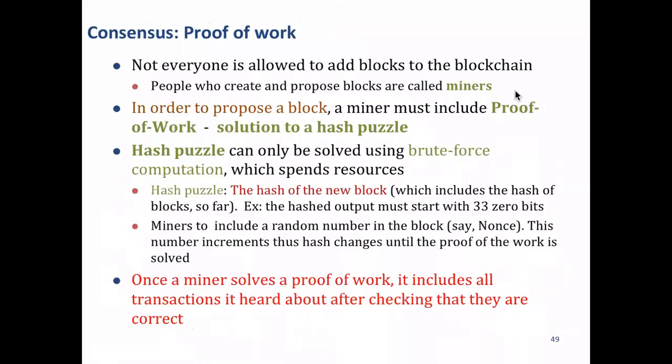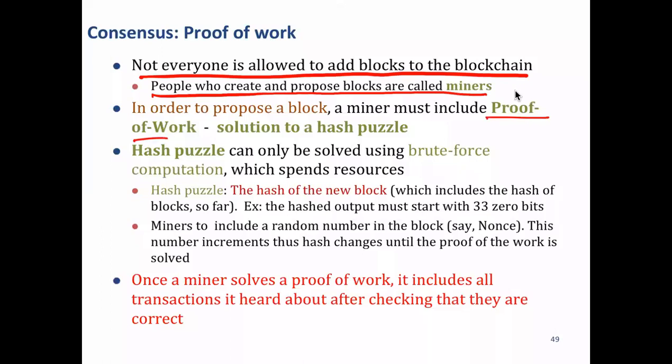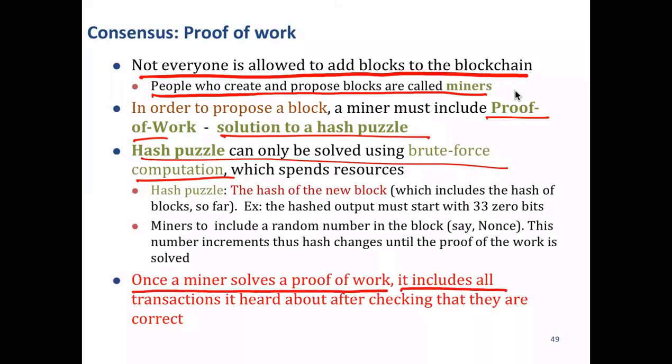So now note, not everyone is allowed to add a block to the blockchain. People who create and propose blocks, of course, we have studied this point. So proof of work is the solution to the hash puzzle. The hash puzzle can only be solved with brute force computation, so it takes time. Once a miner solves a proof of work, it includes all the transactions that it heard, after checking that they are correct. So it first verifies that all the transactions are correct, puts them in a block, and then sends that block to everyone.